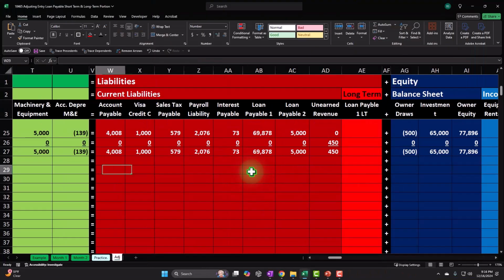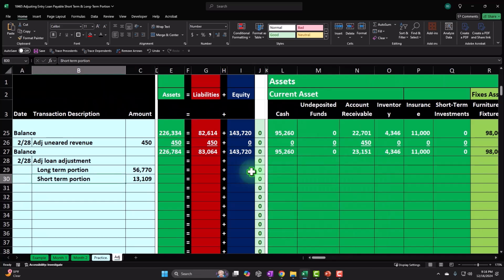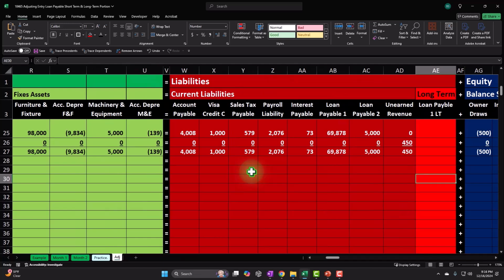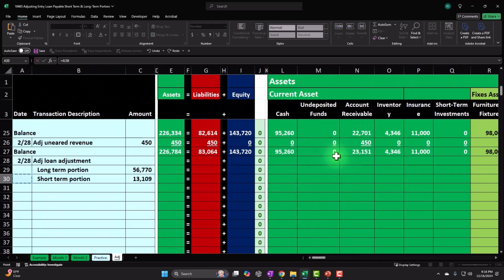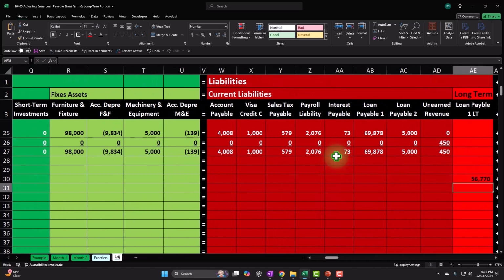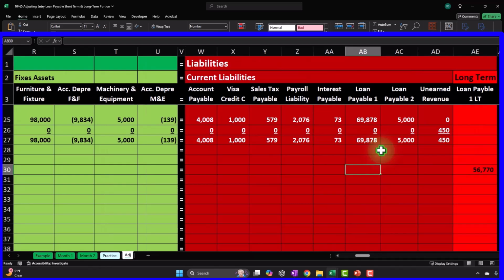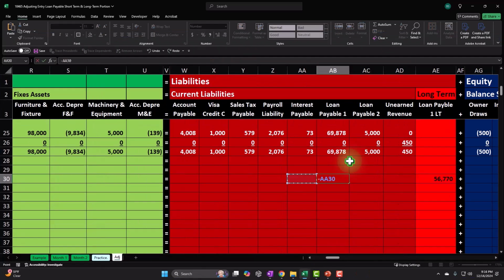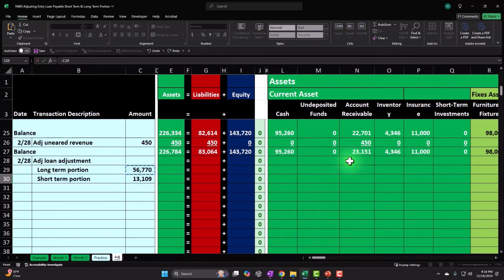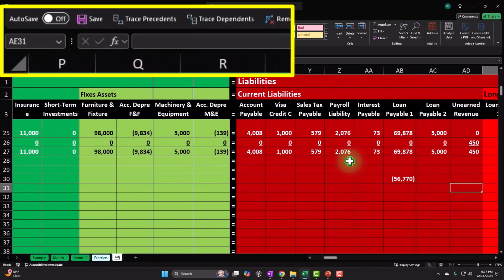Okay. So then let's see. Where do I record this? So I'm going to be on this line. All of it is currently in the short term. I have to break out the long-term portion of it. So I'm going to say this is going to be equal to the long-term bit, 56,770, and I'm going to decrease the full amount, which is here, by that same bit, decreasing this by the 56,770.